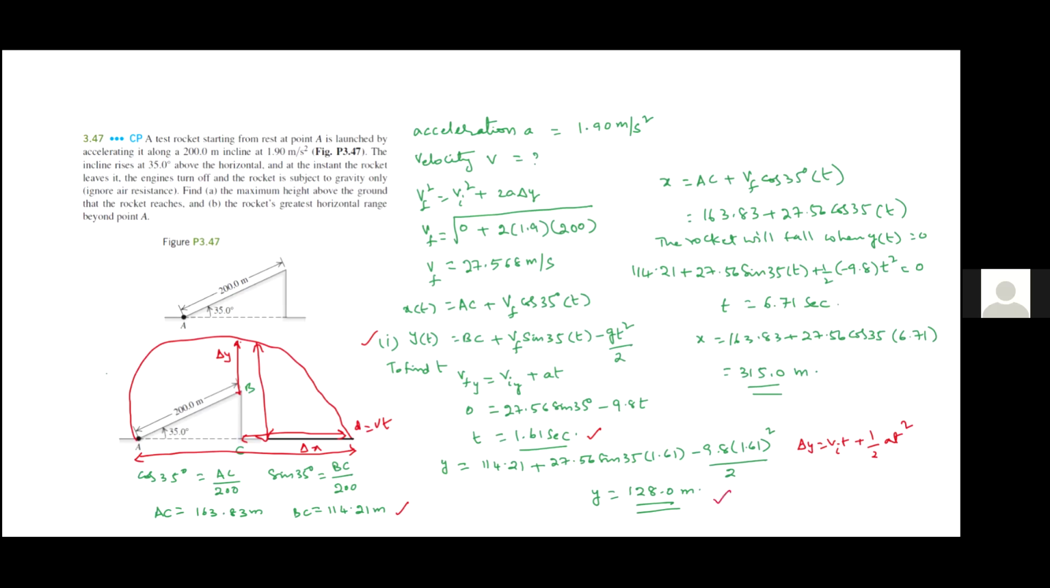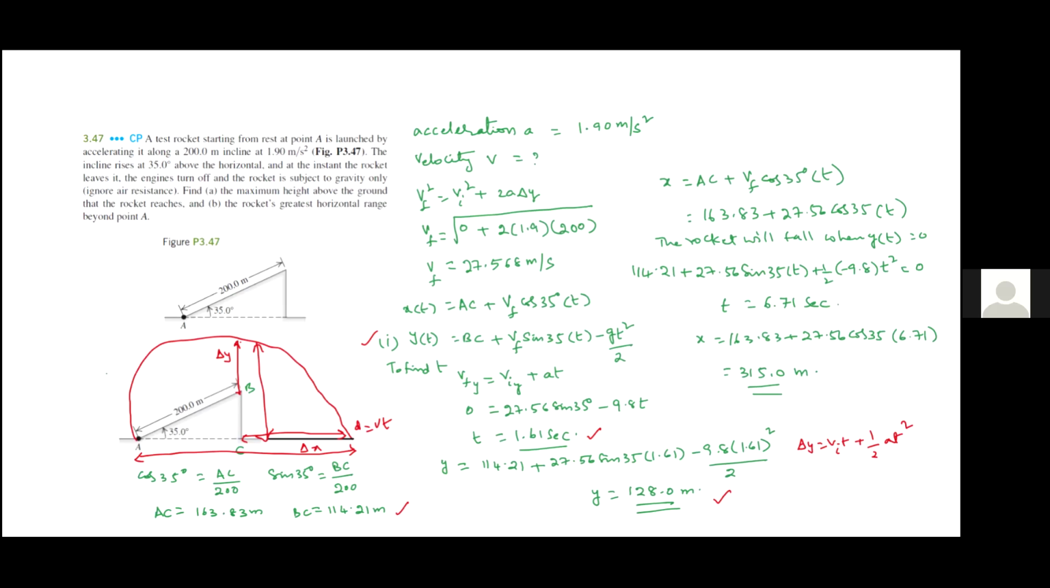Now we have to find the maximum horizontal range, the horizontal distance x beyond point A. The rocket will reach the maximum range when it falls, when y of t becomes 0. That is the condition. So to find the time, we will equate this to 0: 114.21 plus 27.56 sin 35 times t plus half times minus 9.8 t squared is equal to 0. Using this, we will find t.